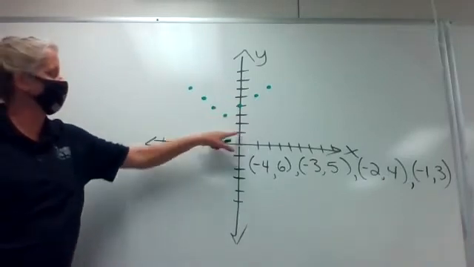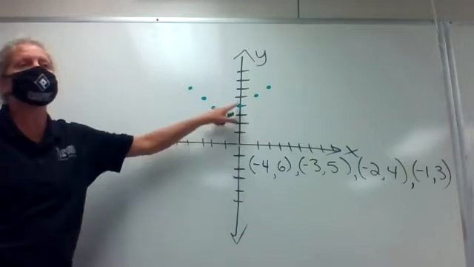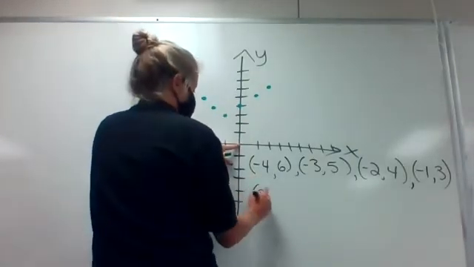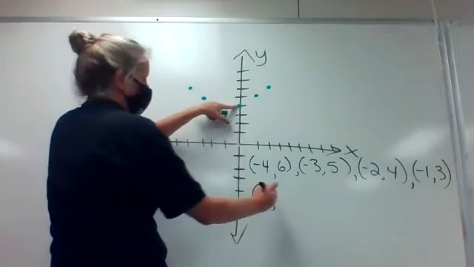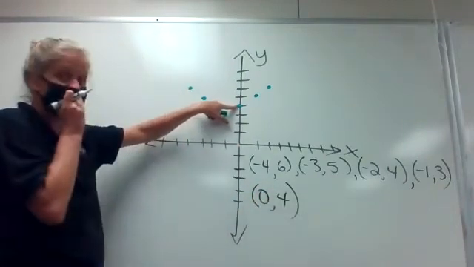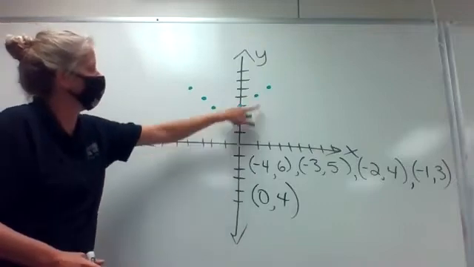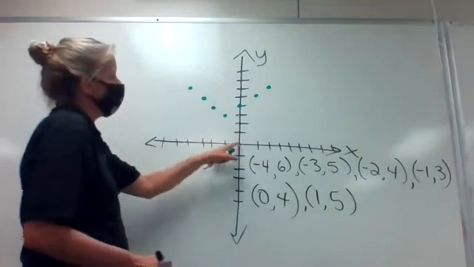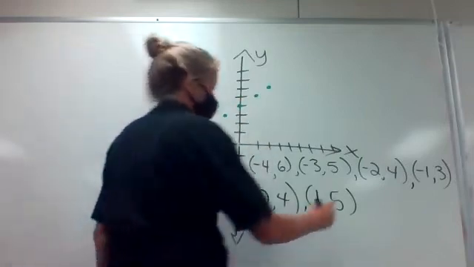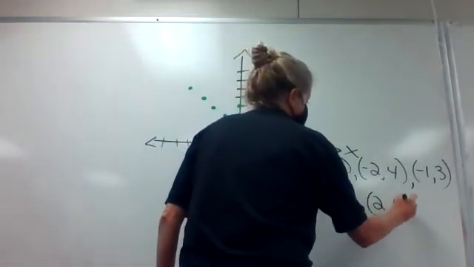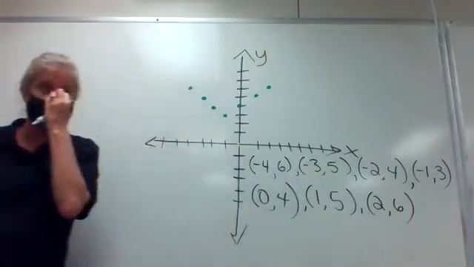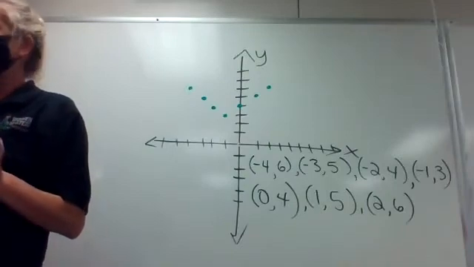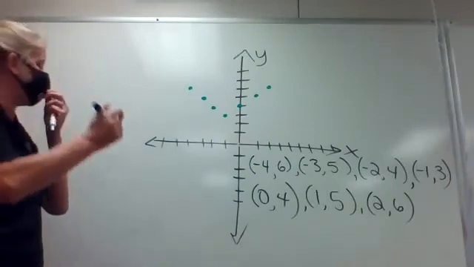This point, I didn't go left or right at all, correct? I just went straight up 4. So left and right, 0, up 4. To the right 1, up 5. So now I'm at +1, 5. And to the right 2, up 6. So I'm just listing out the ordered pairs that made those points. Now I'm going to say what the domain and the range is.